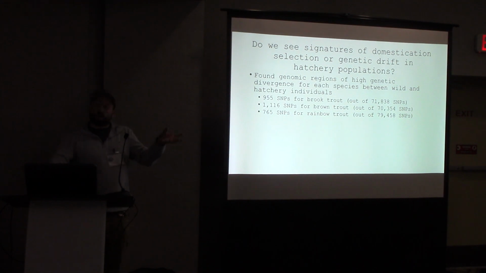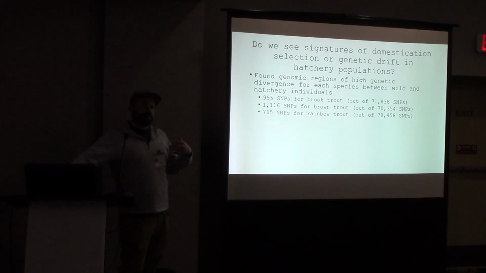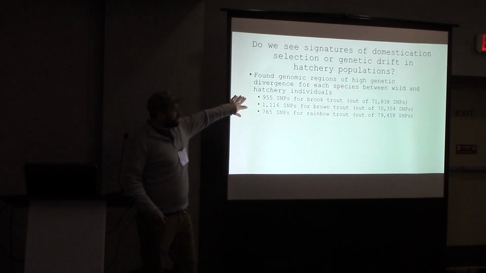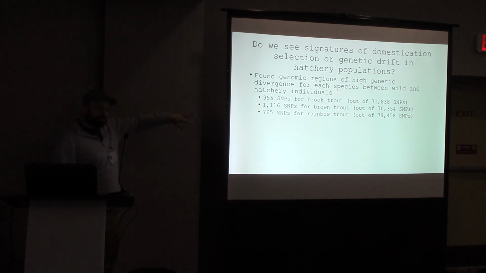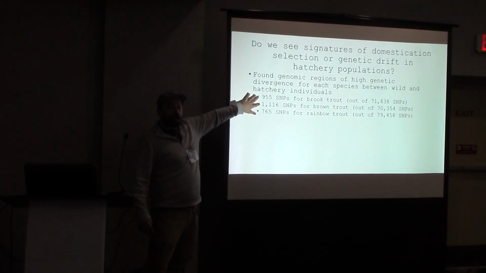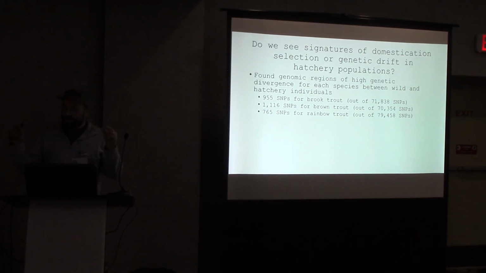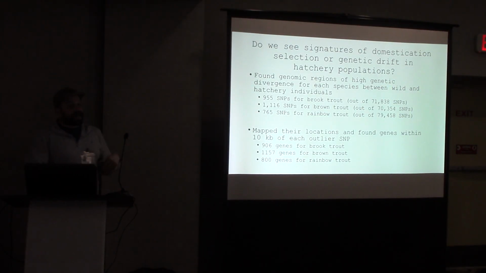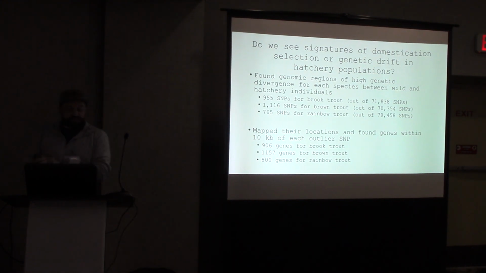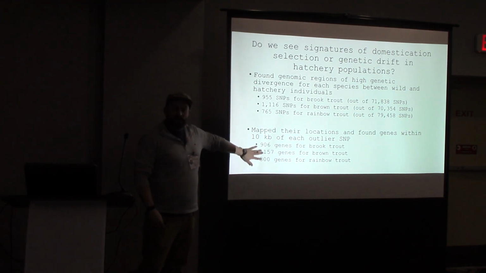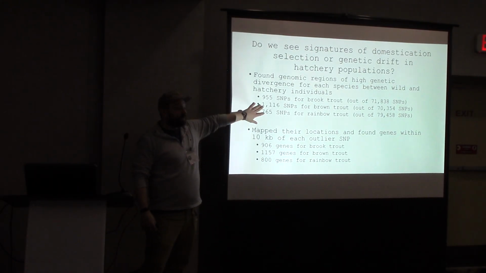So, what we did was we took our 70,000, 80,000 SNPs, we found regions of high genetic divergence between those populations, and here I have the numbers, those locations, along with the totals, so if you're really good at math, you can calculate a quick percentage, but it's a very, as we might expect, a very small percentage of genetic locations that have high divergence between those two populations. We then mapped it to their locations on their reference genome, because we have pretty good reference genomes for all three of these species, and we found genes within 10,000 bases of each of those SNPs. And again, roughly 800 to 1,100 genes were found near these SNPs.